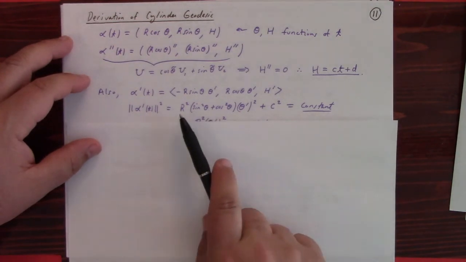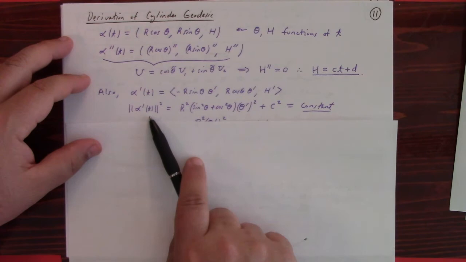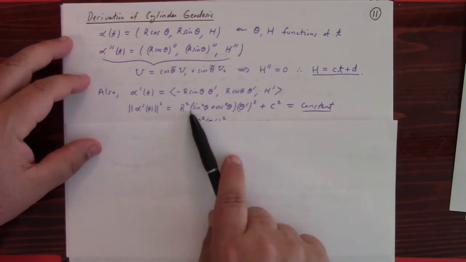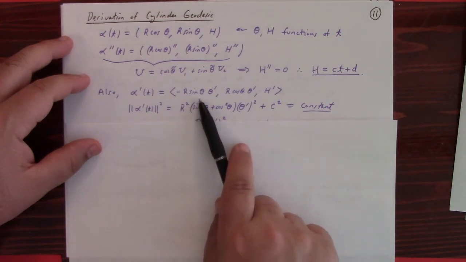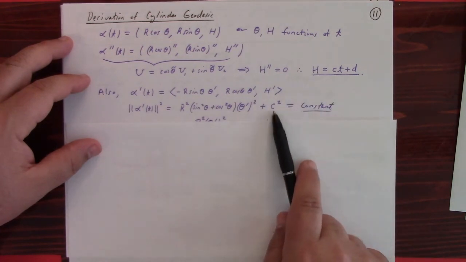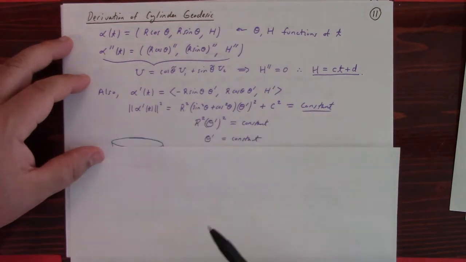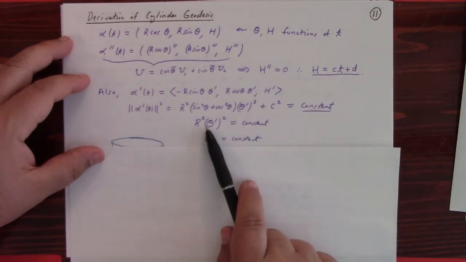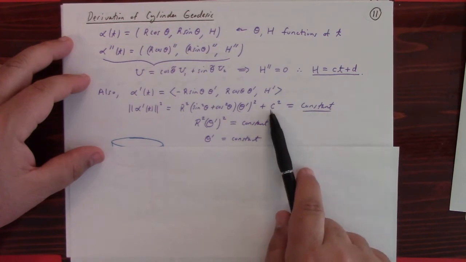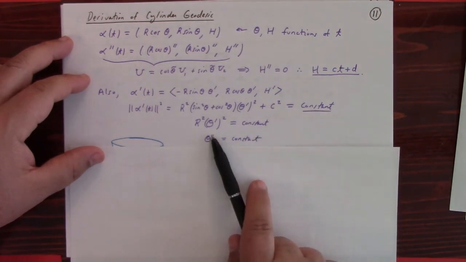On the flip side of things, we also know that the velocity is this, and it's a geodesic, right? So it has constant speed. So when you calculate the length of this, we get, well, h prime is c, by the way, we get r squared theta prime squared plus c squared is constant, right? And so you can absorb this constant into the other constant and call it constant without the underline.